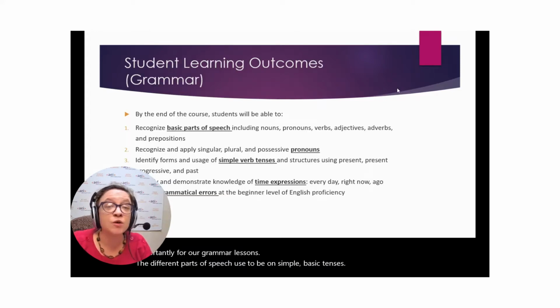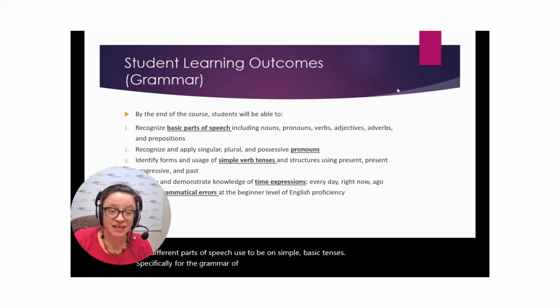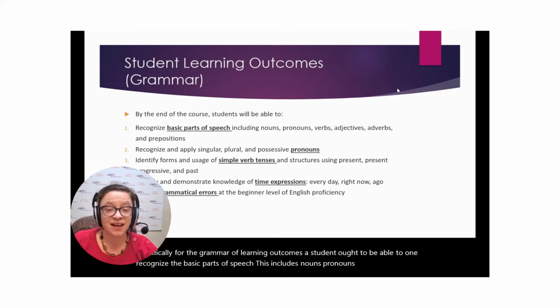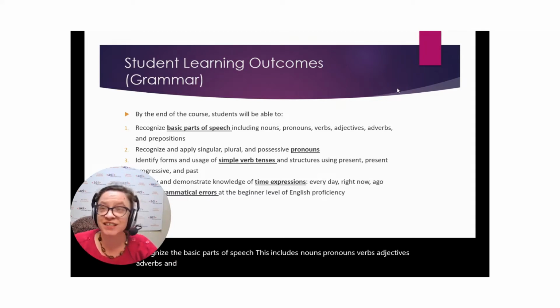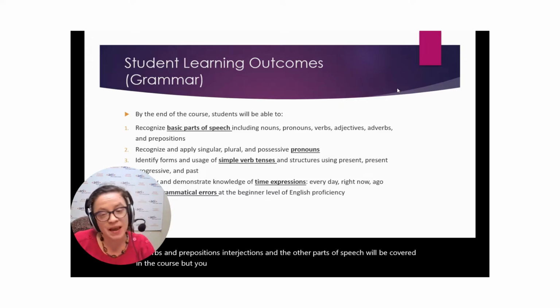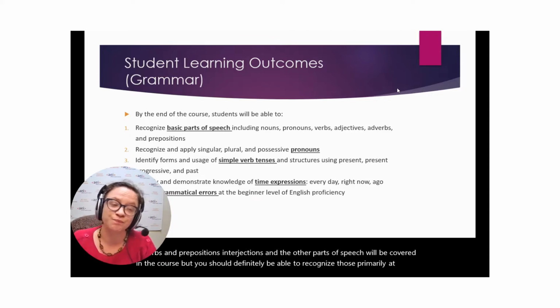Specifically, for the grammar learning outcomes, a student ought to be able to, 1. Recognize the basic parts of speech. This includes nouns, pronouns, verbs, adjectives, adverbs, and prepositions. Interjections and the other parts of speech will be covered in the course, but you should definitely be able to recognize those primarily at the end of the course.